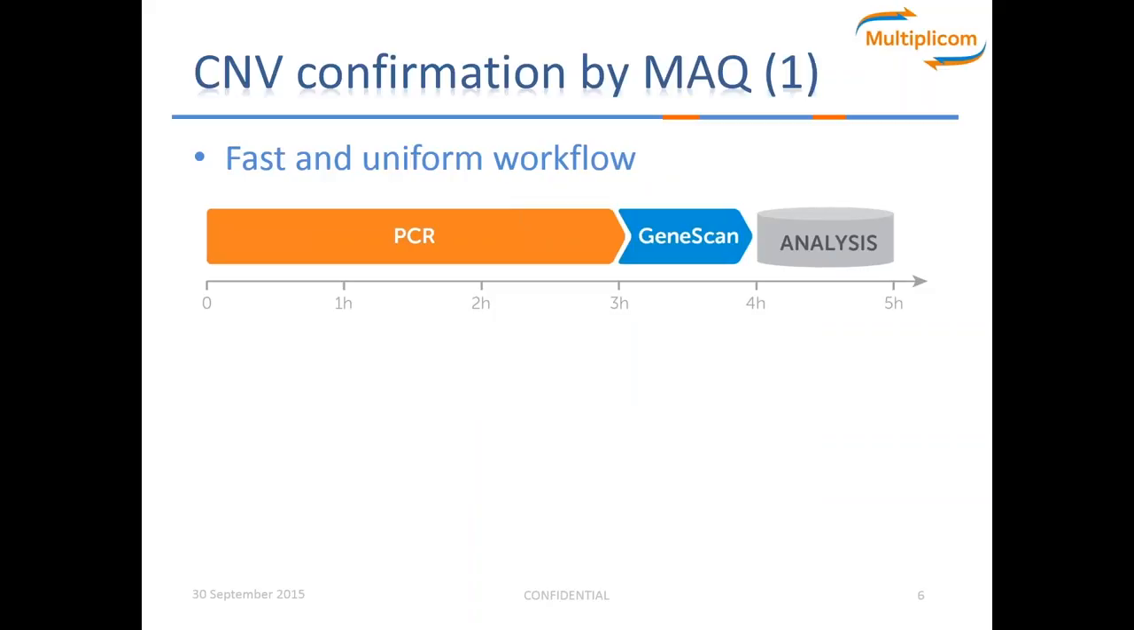Common to all MAQ assays is that they have a fast and uniform workflow. It only takes 5 hours from start to end, and what you would need is standard laboratory equipment: a thermocycler for the PCR reaction, a genetic analyzer for the gene scan, and a computer for the data analysis. Multiplicom even offers a free software package for the dosage calculations. The multiplex PCR is a one-step closed-tube reaction, limiting the potential risk of cross-contamination.